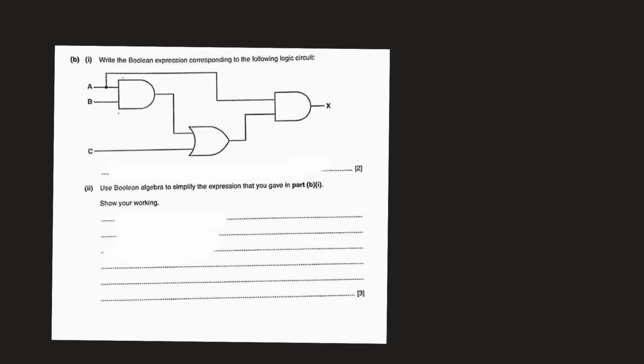Write the Boolean expression corresponding to the following circuit. Okay, so we have our inputs A and B. They're passing through an AND gate, so we will use A dot B, and put the brackets in. Then I have a C, so A dot B plus C, because the output from A dot B is passing through this OR gate with C. Okay, so we have completed our circuit till this part.